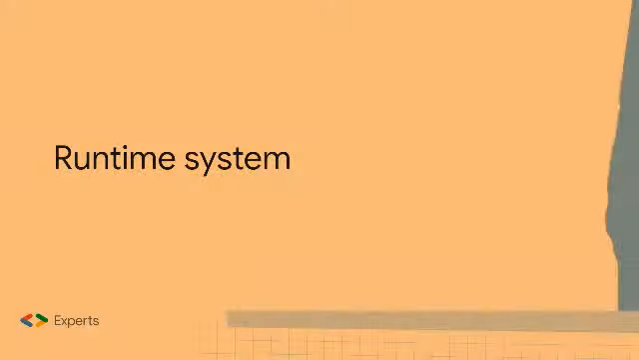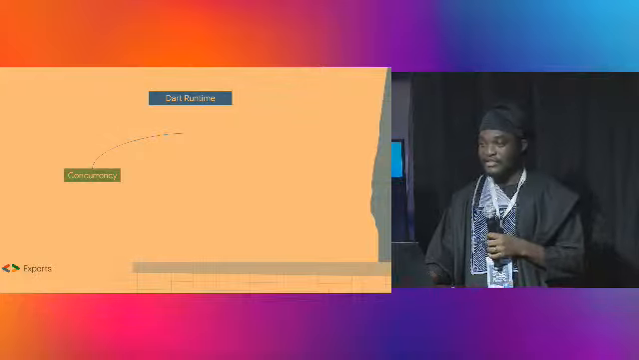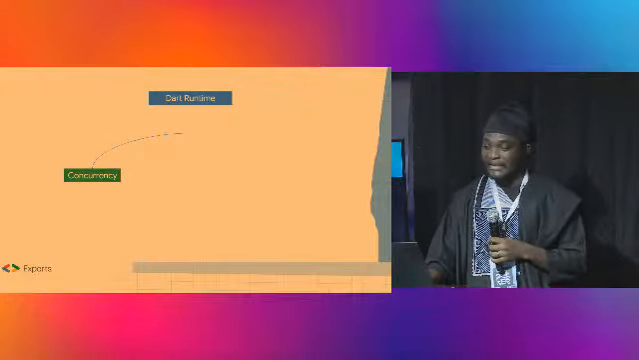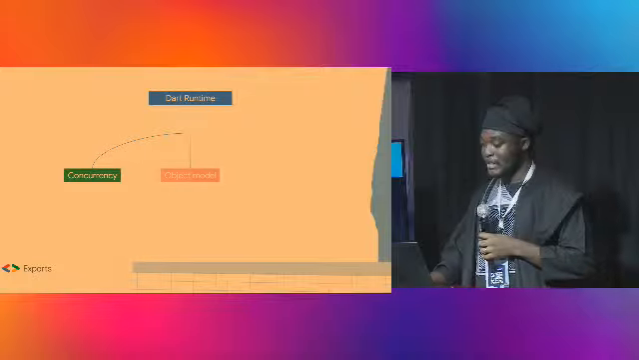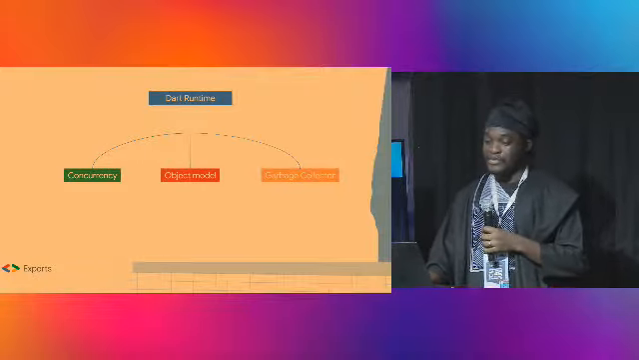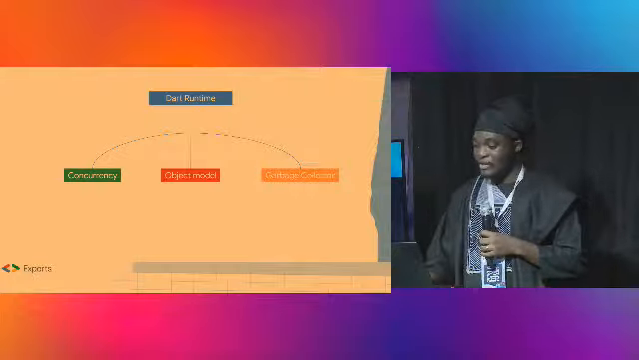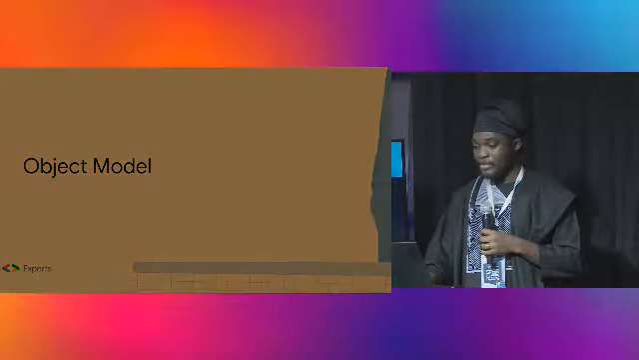So the next thing we'll be talking about is the runtime system. When we're talking about the Dart runtime, there are a few things that come to mind. First is concurrency. Second would be object model. And the third one is garbage collector. So we're going to try to touch all these three things. And we start with object model.